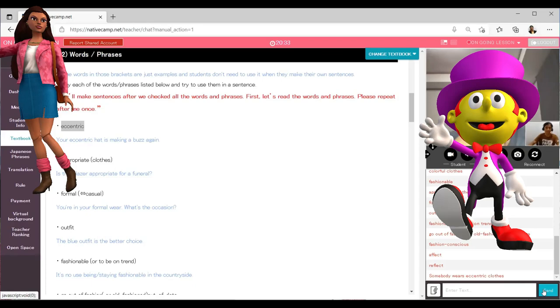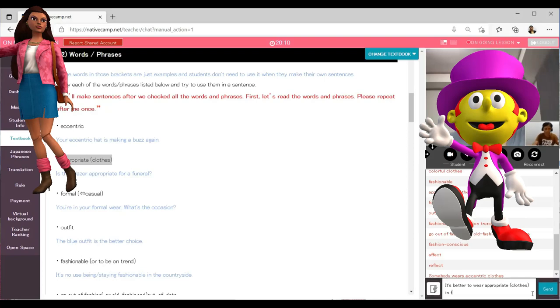It's better to wear appropriate clothes in a funeral. Yes, so it depends on the occasion, to wear, of course, appropriate clothes in a funeral. Of course, you should not be fashionable there, right? In a funeral, yes, because it's an emotional and serious situation, right?